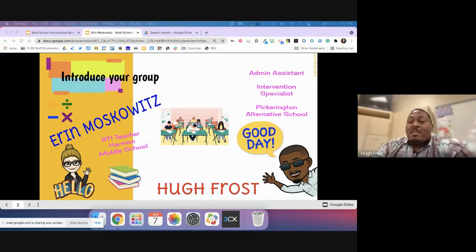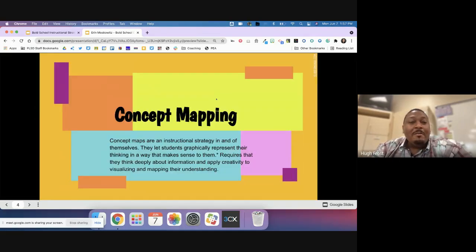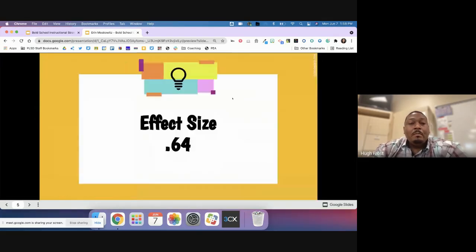Our chapter 8 focused on concept mapping. Concept mapping dealt with the instructional strategy that lets students basically graphically represent their own thinking. It also requires that they think deeply about information and apply creativity to visualizing and mapping their own understanding. So that's part of the concept that we'll discuss in chapter 8. All right, effect size is 0.64.